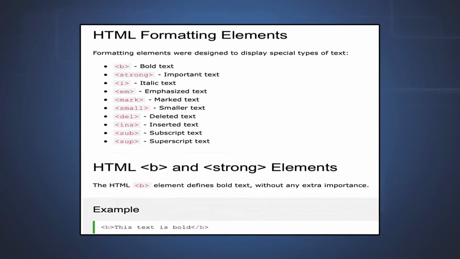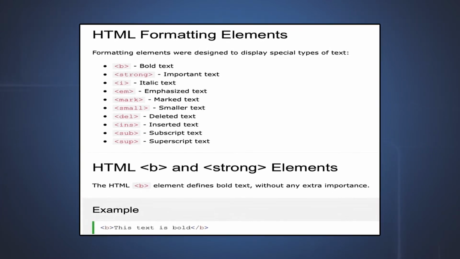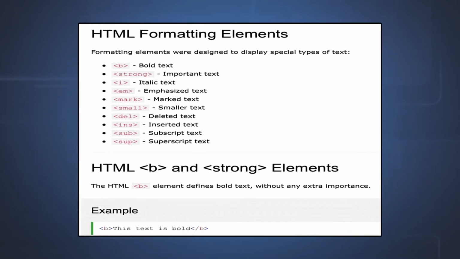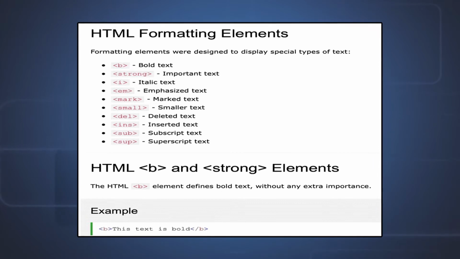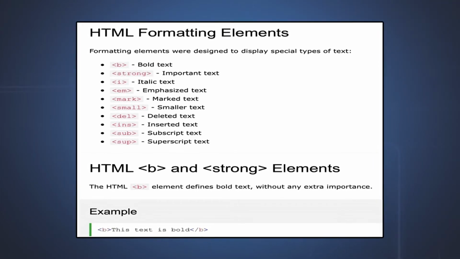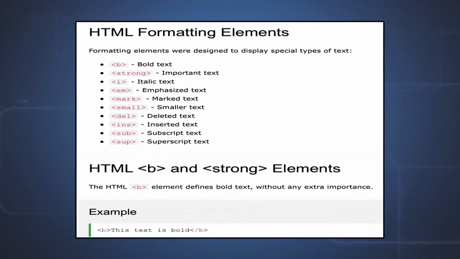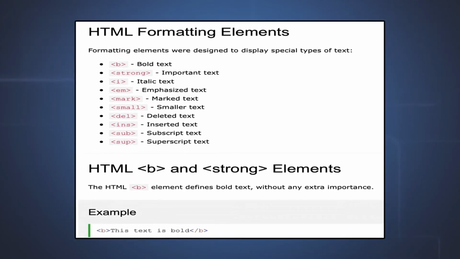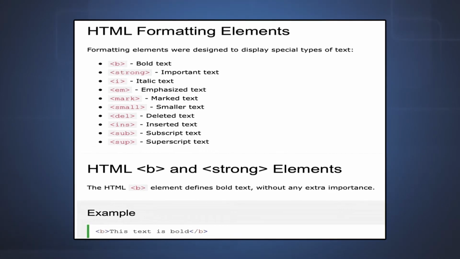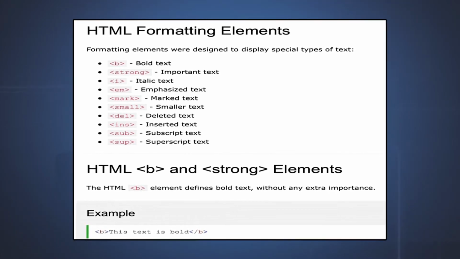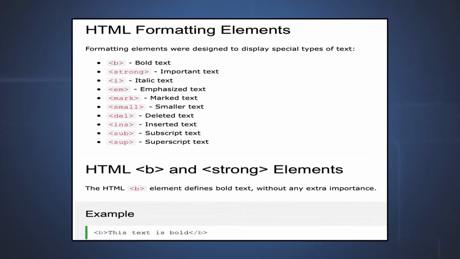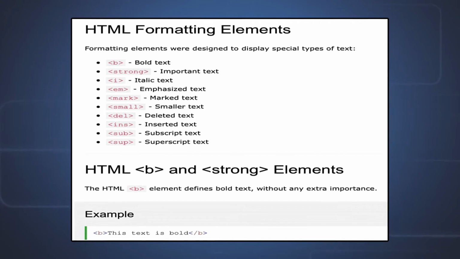One is B, that is bold text, then strong, that is important text, then we have I, which is italic text, EM, emphasized text, mark, marked text, small, smaller text, DEL, deleted text, INS, inserted text, SUB, subscript text, SUP, superscript text. Then we also have other tags which can be used for formatting.